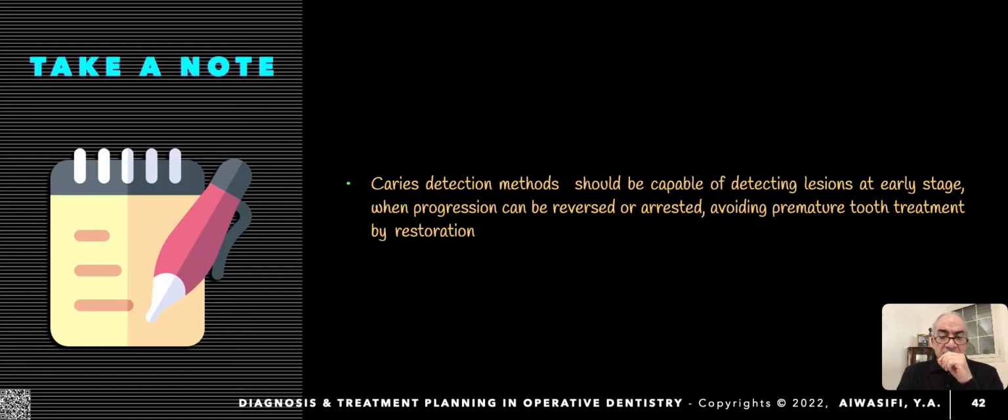That is why the caries detection method should be capable of detecting lesions at the earliest stages possible, when progression can be reversed or arrested. That's why we will avoid premature tooth treatment by restoration. At this stage, you are saving tooth structure, saving time, saving money, saving stress for you and your patient. Also considering the infection control.